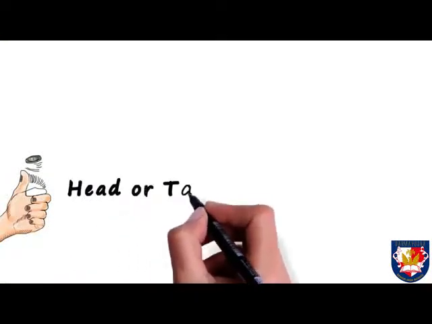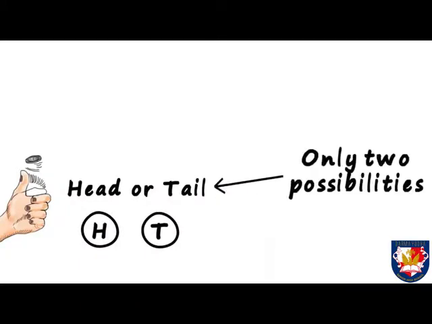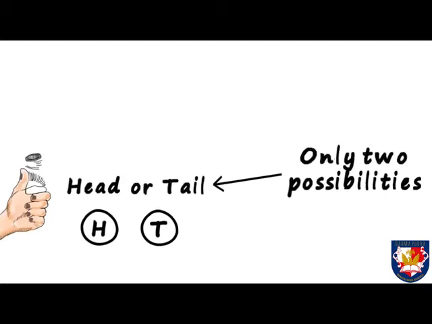When you toss a coin, it will either be a head or a tail. A head or a tail. All of us will agree that these are the only possibilities. That's what we call outcomes.